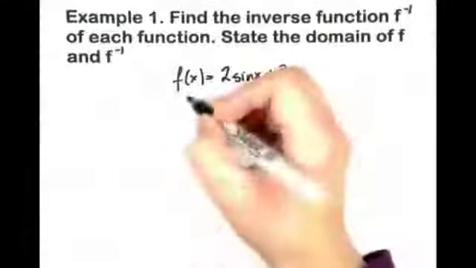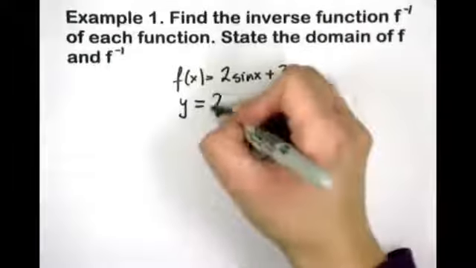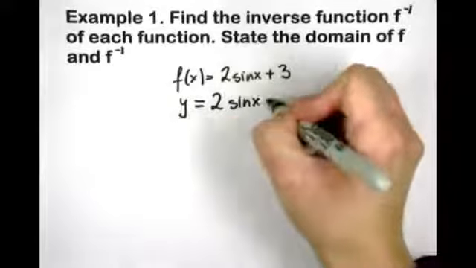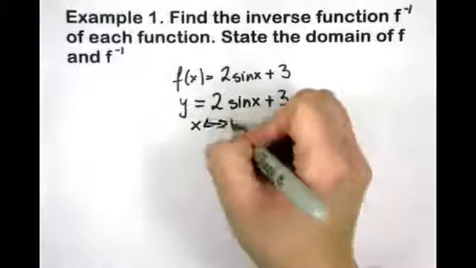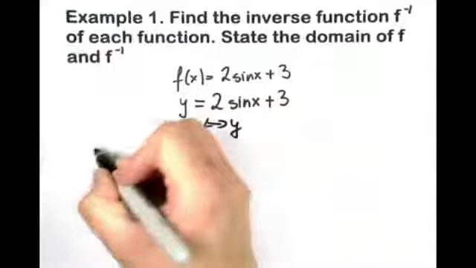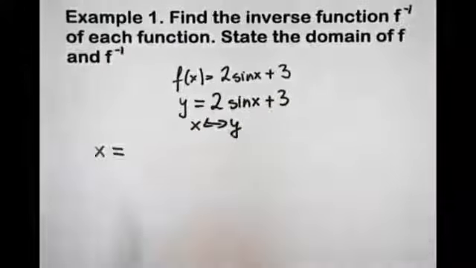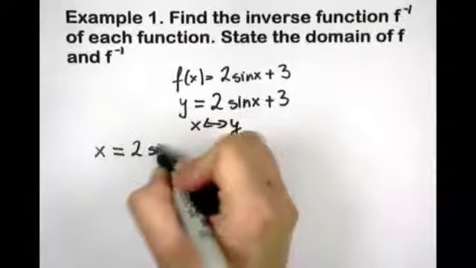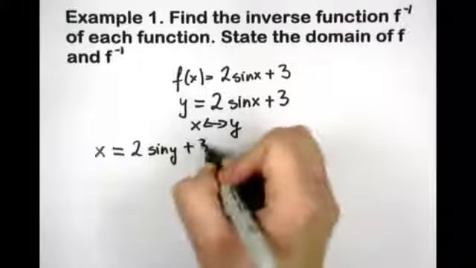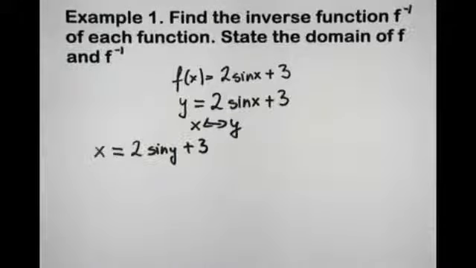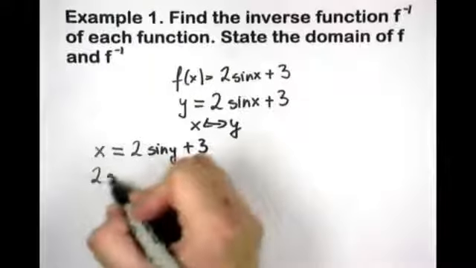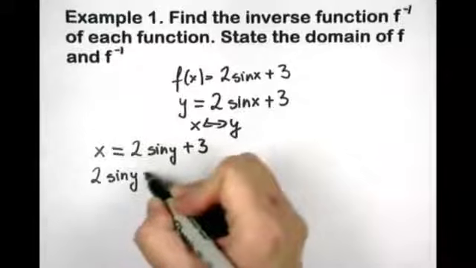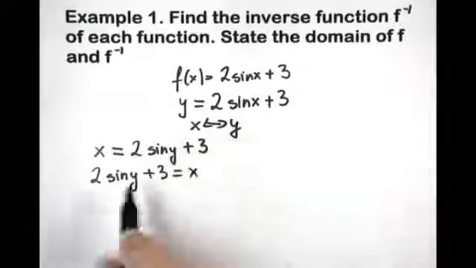To find the inverse, we write y is equal to 2 sine x plus 3. Then we swap x with y, and we write that x is equal to 2 sine y plus 3. And now we solve for y. So bring the 3 over. We can actually rewrite this as 2 sine y plus 3 is equal to x. I just wrote it backwards.